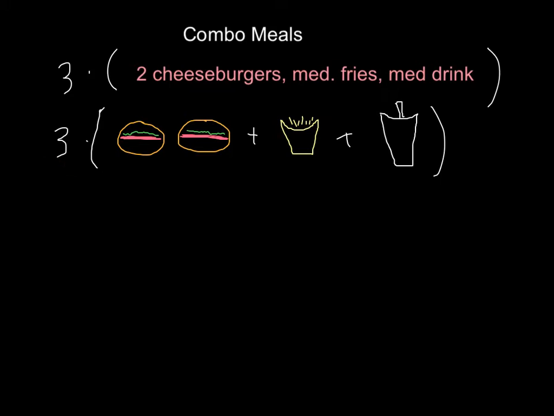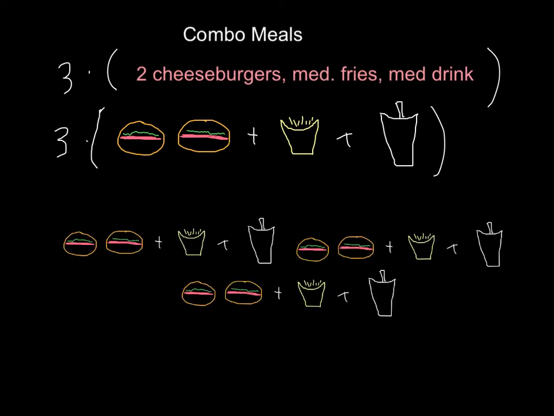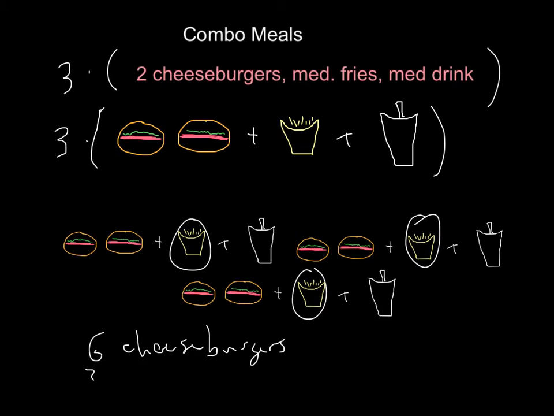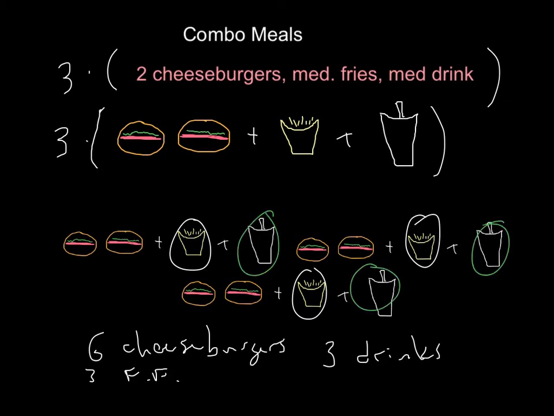So what does it look like when we get 3 of these meals? Well, here we are. I'm getting hungry just thinking about it. Let's count up. What do we have? We have 2 cheeseburgers here, 2 cheeseburgers here, and 2 cheeseburgers here. What do we have? We have 6 cheeseburgers. Then we have 1, 2, 3 fries. So 3 French fries. And then we also have 3 drinks. And let's count them. We got 1, 2, 3 drinks.